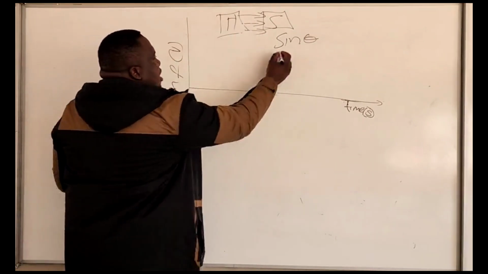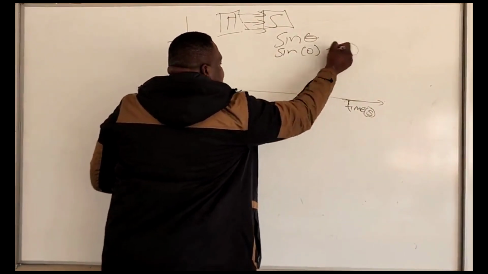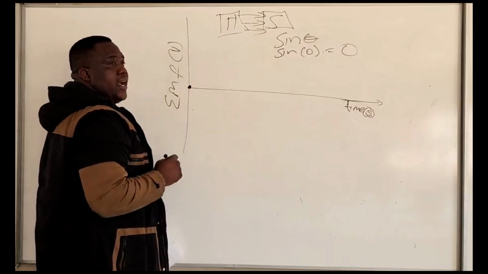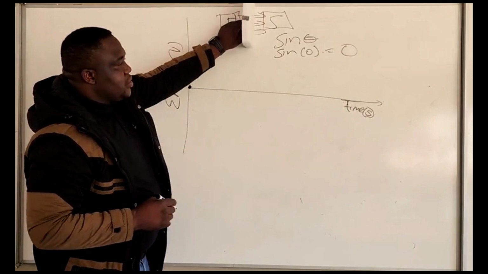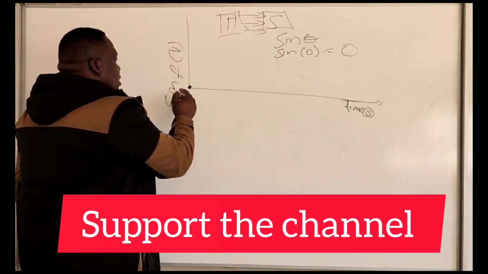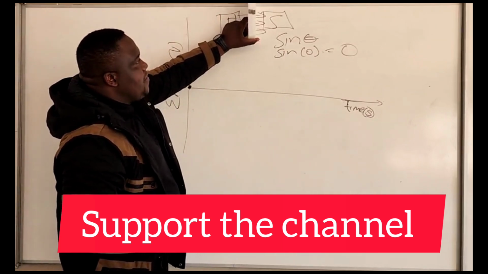So it means we're going to have sine 0. What is sine 0? Sine 0 equals 0. It means our graph is going to start here at 0. I hope you understood. Our graph is going to start at 0 because sine 0 is 0. Then, what will happen? Then our graph turns.